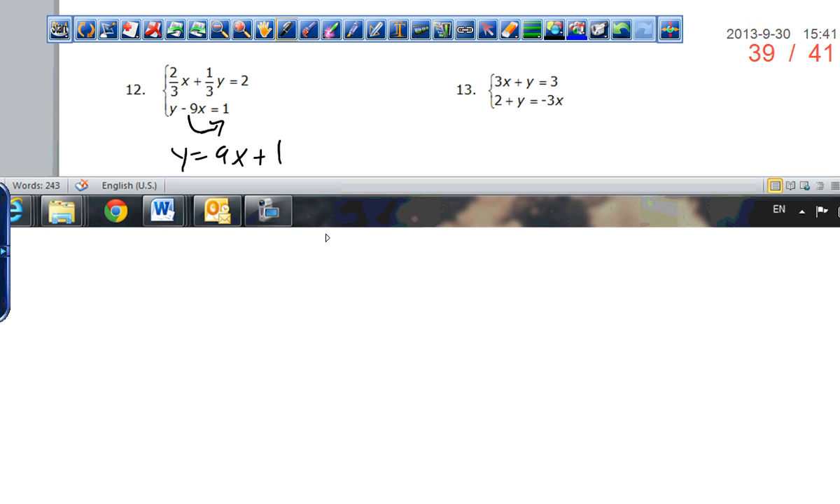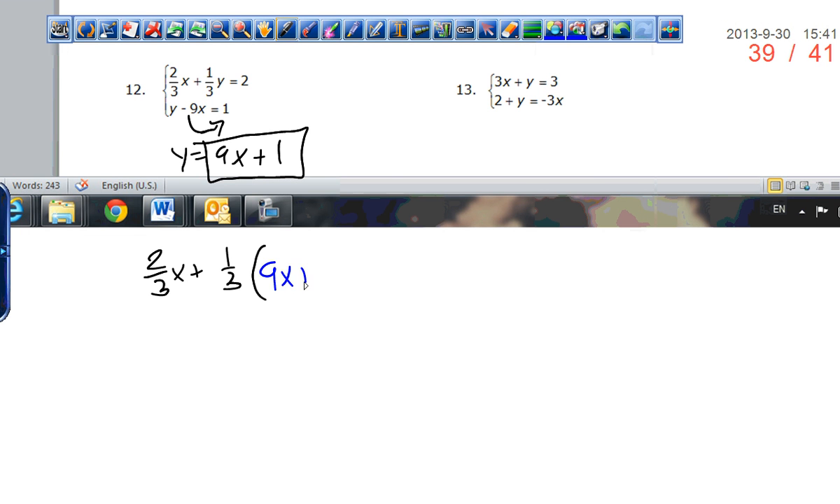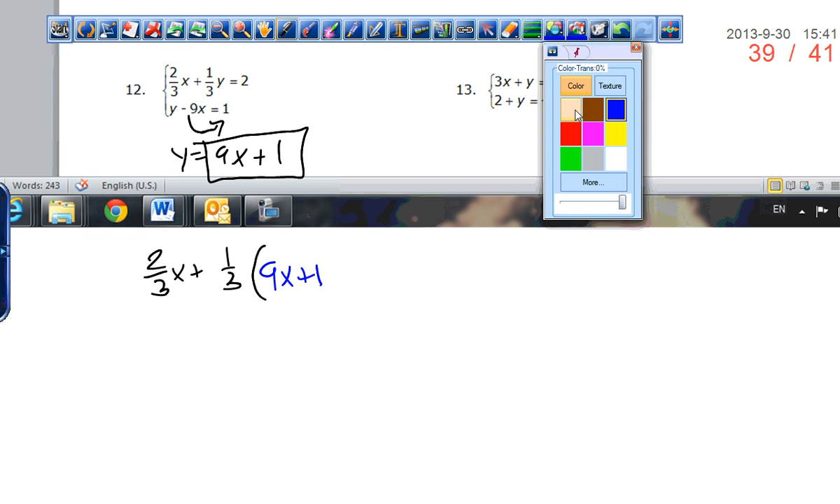Move 9x to the side, so y equals 9x plus 1. Now we just plug it in. Step 1 is solve one of them for x or y. Solve the bottom one for y. Step 2 says to plug it in, substitute. Substitute the y, plug in what we just solved for. Where the y is in the top one. So the y becomes 9x plus 1.